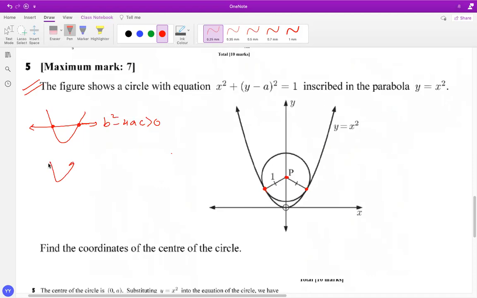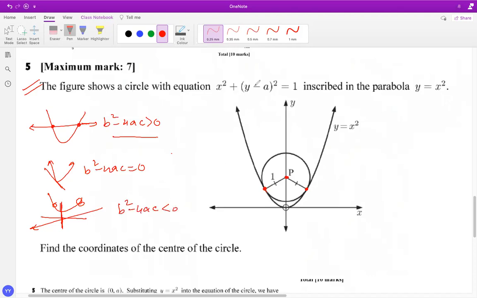If the line or any other two curves are tangent to each other, then b squared minus 4ac equals 0. And the third one is, if they cut at two distinct points, then the discriminant is more than 0, obviously. And if they don't meet at all, then there are no real roots, and in that case, b squared minus 4ac is less than 0.